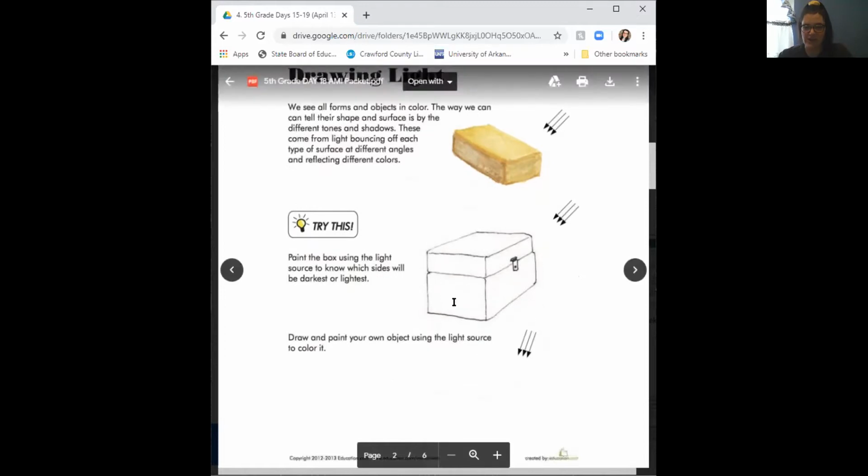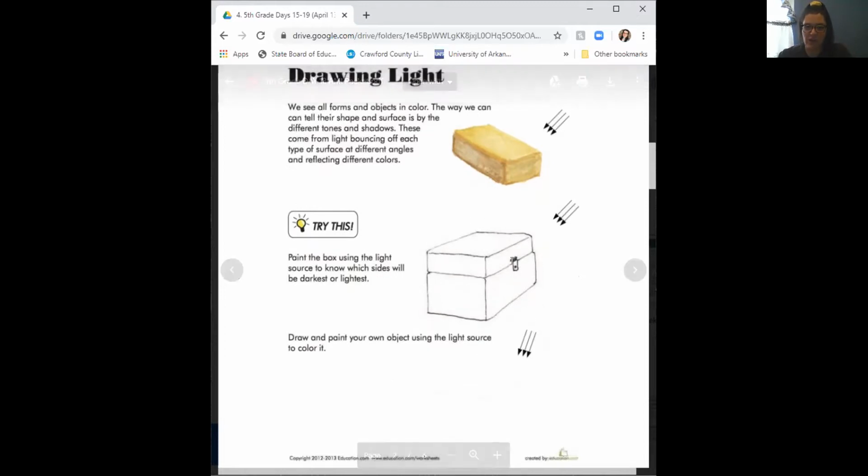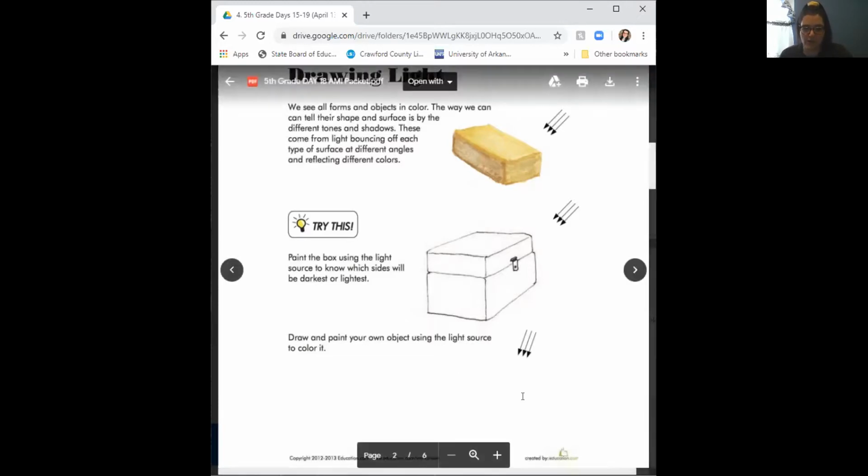Okay, so you're just going to color that in. So you'll color this side a light color and this side a darker color to show that over here where it's darker is where the light's not hitting. So then it says to draw and paint your own object using the light source to color it. So you'll draw your own little object. You can draw a ball, a box, a star, whatever kind of object or shape you want to draw.